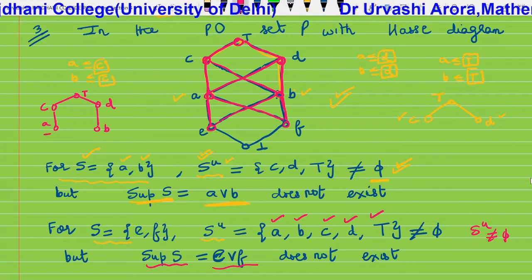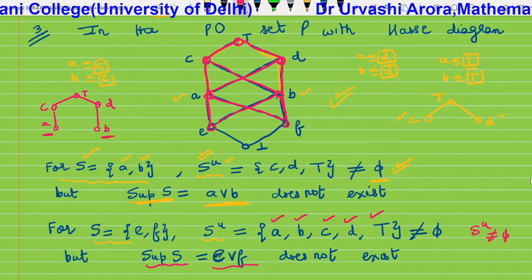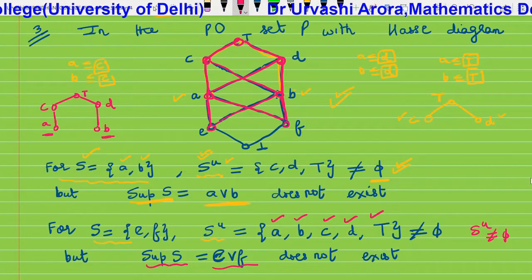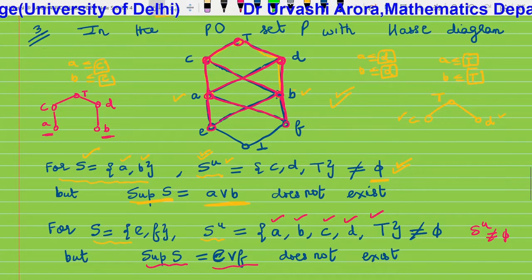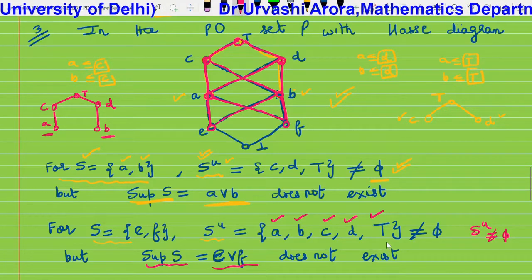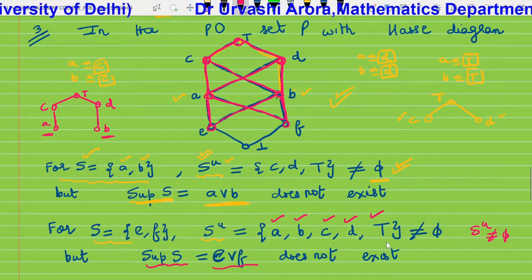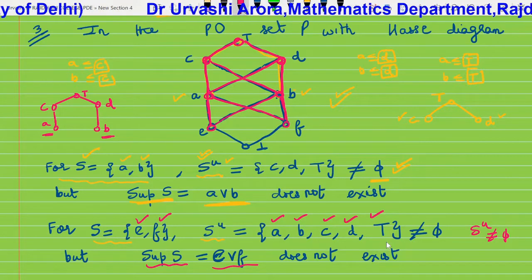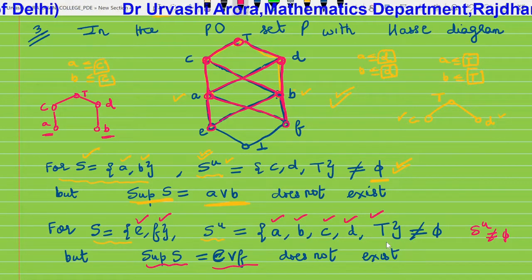In fact, A and B could have been the possible least upper bounds, but there is no relation between A and B. A and B are non-comparable. So again, the supremum of S, or the E join F, because S consists of two elements E and F, the supremum of S or the join of E and F, does not exist.